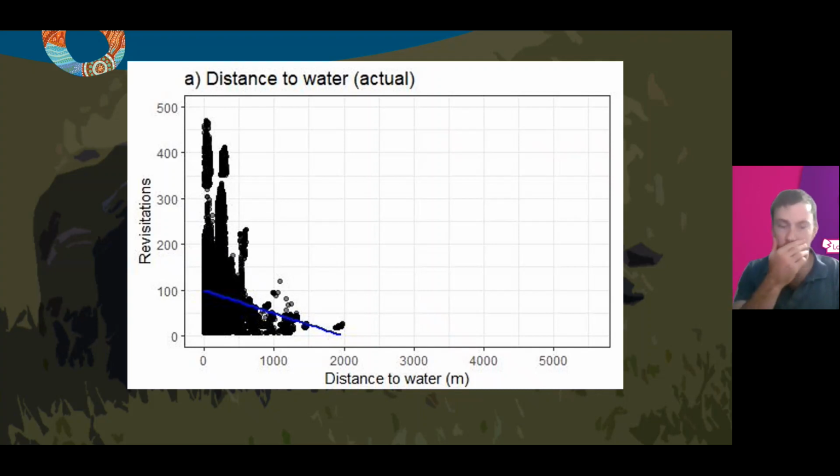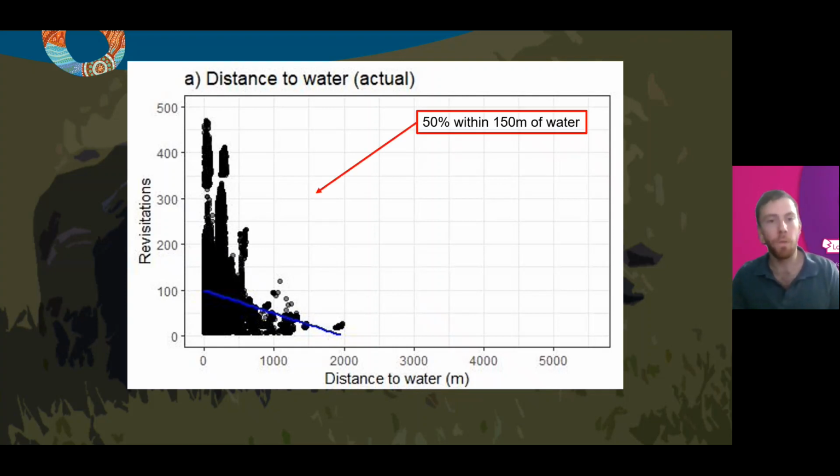And on this chart, that blue line indicates what we call a trend line. Because it's going down, what that indicates is that the further away from a water source a pig is, the less likely it is to revisit that particular site. Overall, 50% of all the highly revisited points are within 150 metres of a water source.